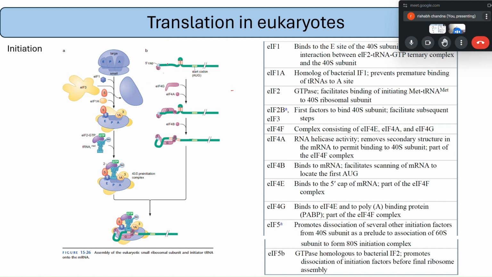In case of eukaryotes, we have additional components, like we have the cap, we have the start codon, and there is a sequence that is present on the eukaryotic mRNA, like the Shine-Dalgarno sequence in the prokaryotes. There is a sequence called the Kozak sequence. Okay, so this is the Kozak sequence that helps in the binding of the ribosome and the initiation factor to the mRNA.